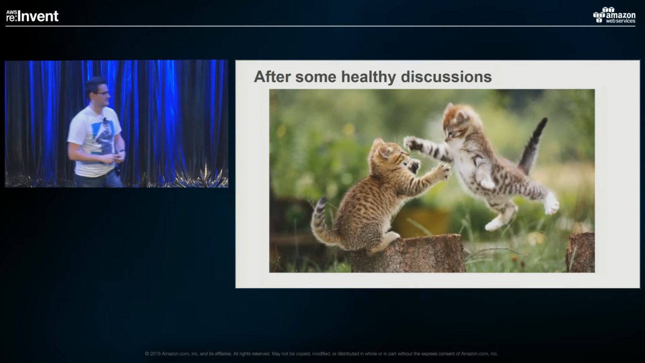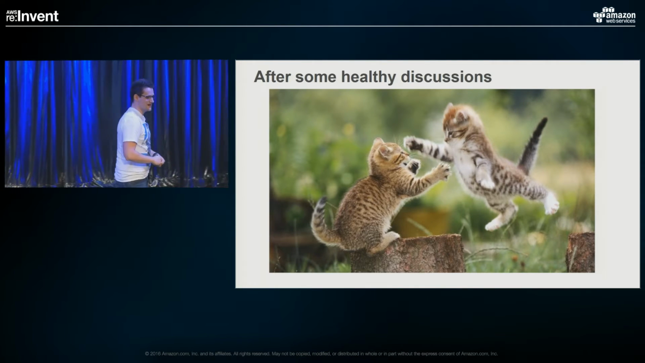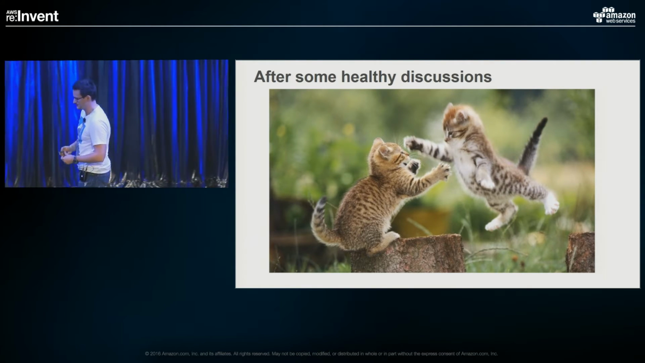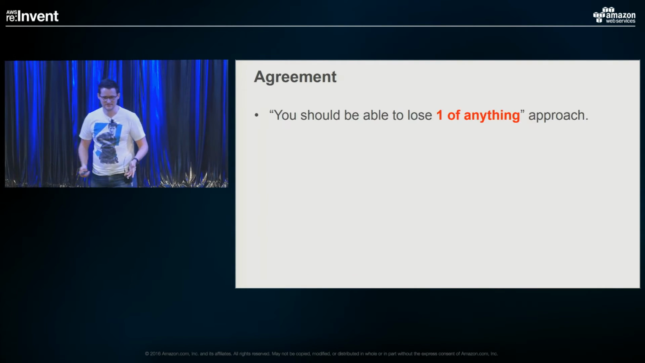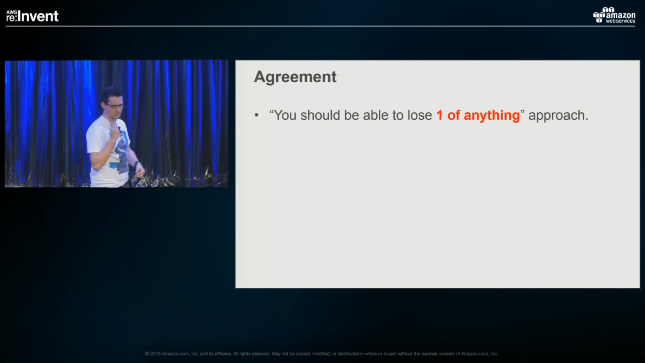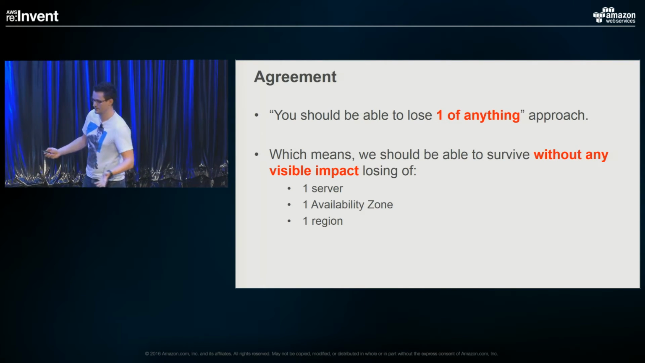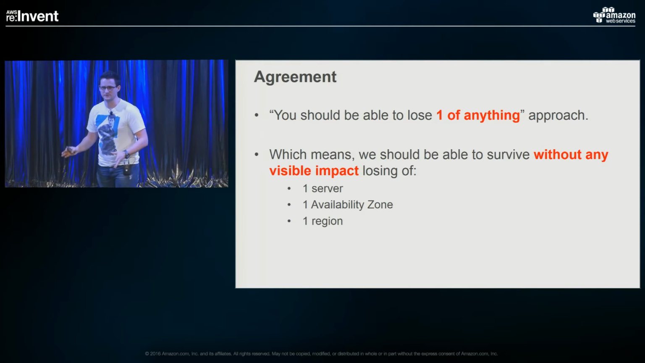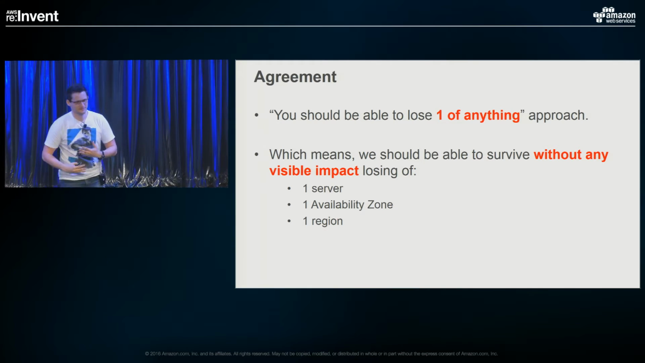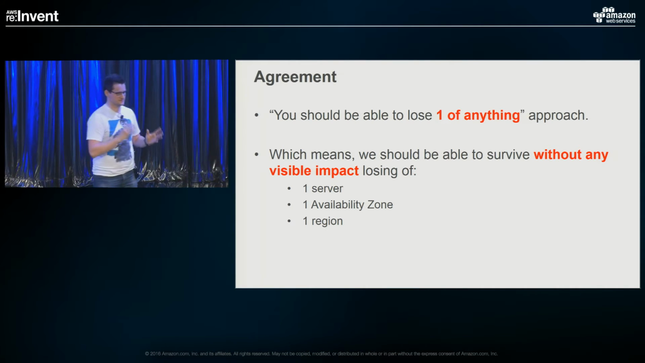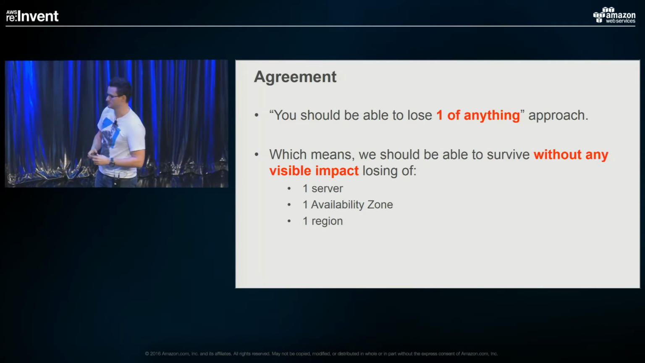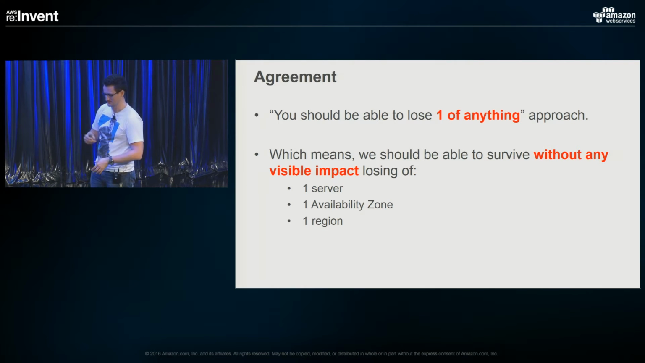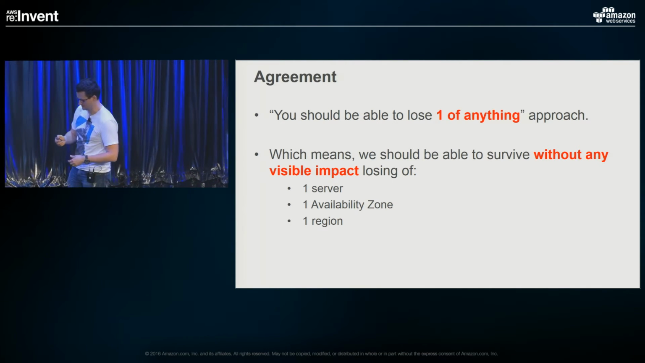All those questions, and there are many more actually. After some very healthy discussions, no one got hurt, we came to some kind of agreement. We decided that we should be able to lose one of anything, which means we should be able to lose one server, one availability zone, one region. Something very simple. It's more complicated if you think about it, but here's our guiding principle, and if we stick to it, we will be able to look at the system and figure out how we can move pieces without breaking the principle.